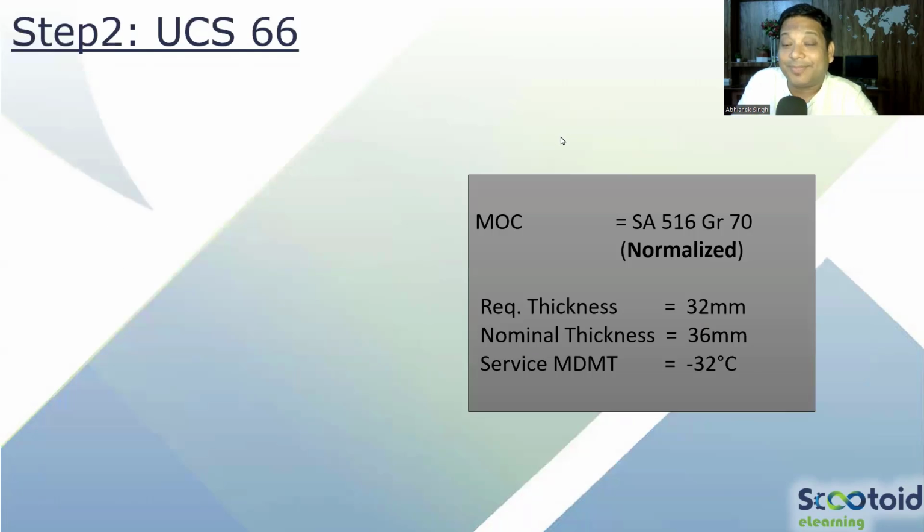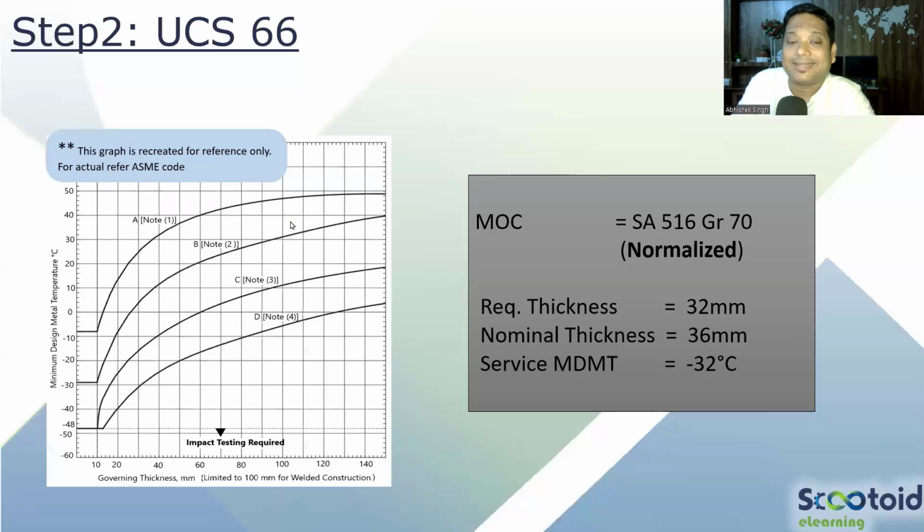Great. So now, based on UCS 66, let us see if we have understood. Let us take another example where my material is A516 grade 70. It is now normalized, so it will fall into curve D. The required thickness is 32, nominal thickness 36, and service MDMT minus 32. Based on configuration, first you calculate the governing thickness, and let us assume that 36 is your governing thickness. In that case, I cannot take exemption from UG-20(f), so I'll be going to UCS 66 and applying that.